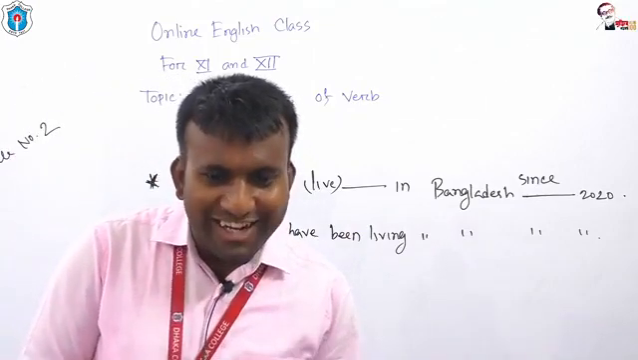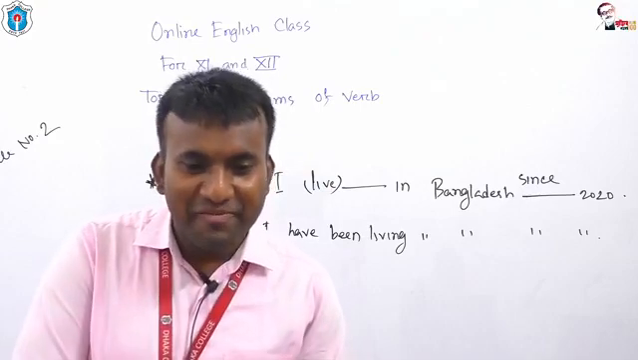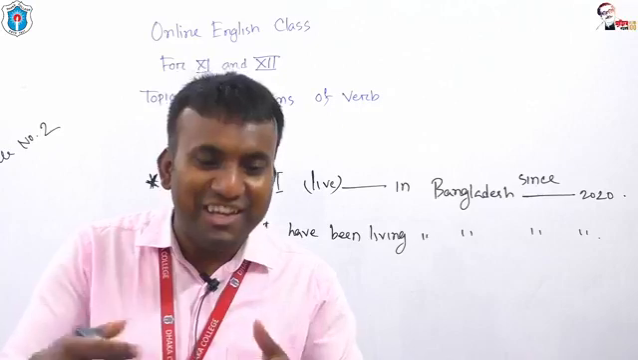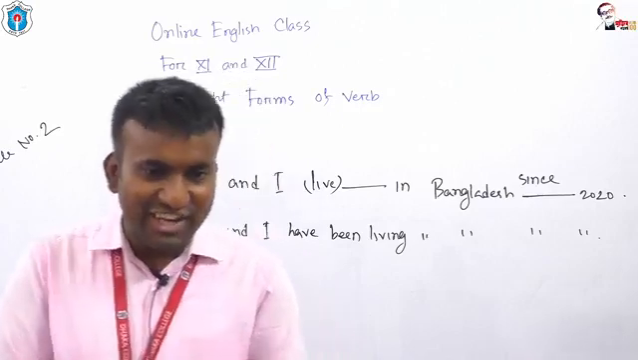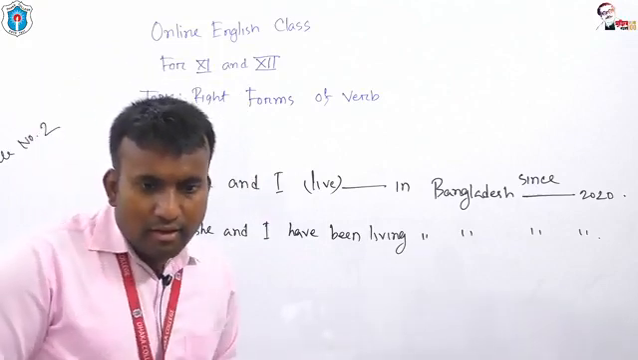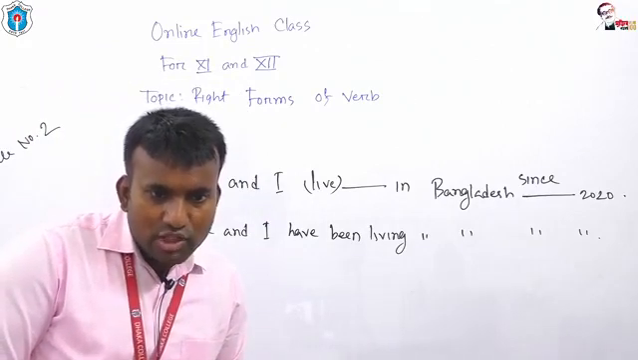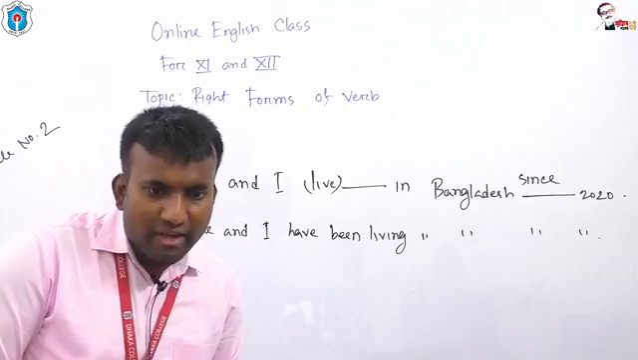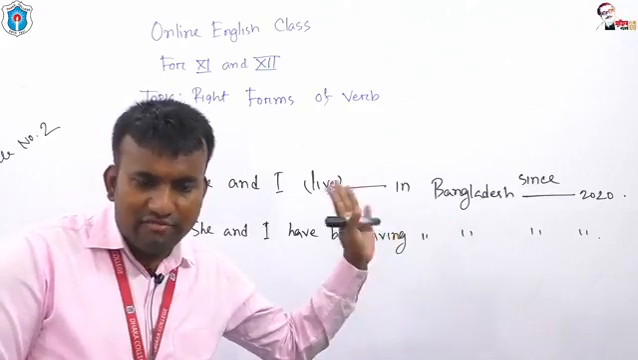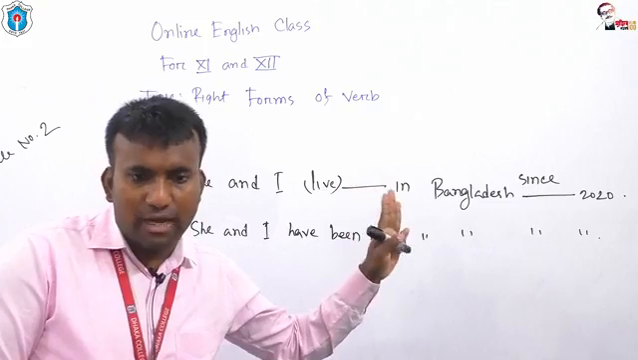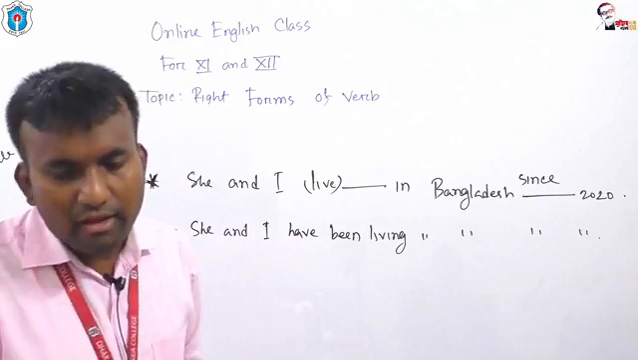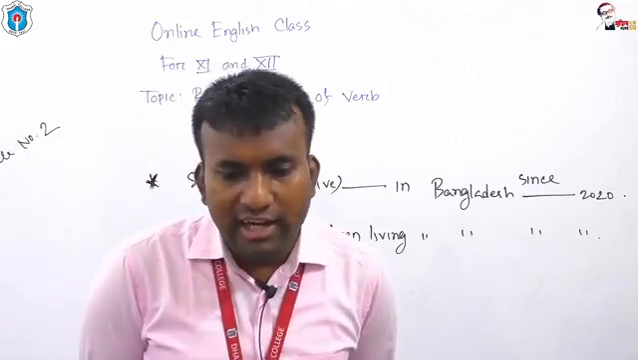Durjoy Bonik, what is the spelling of living? Don't write L-E-A-V-I-N-G. Try to write L-I-V-I-N-G. It should be have been living, because I have used time with since, and if you get an indication of time with the use of since, you have to create present perfect continuous tense. So we have already learned three rules.